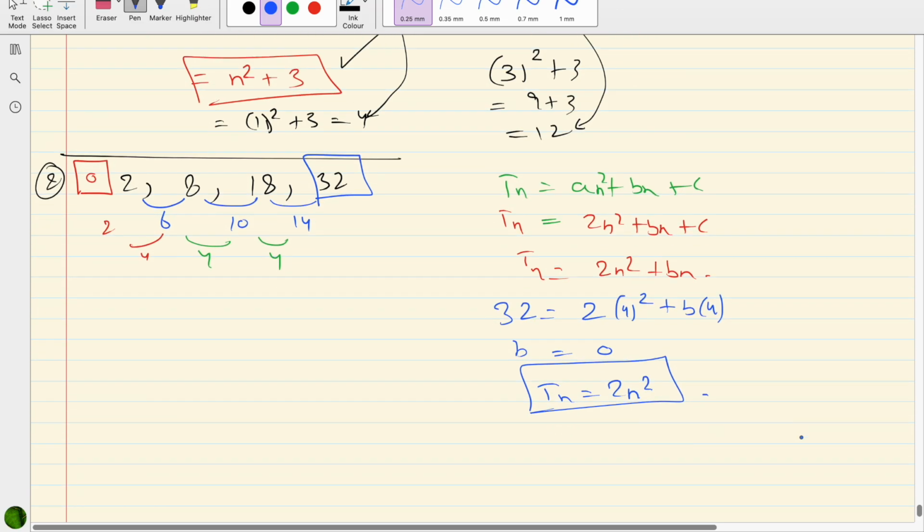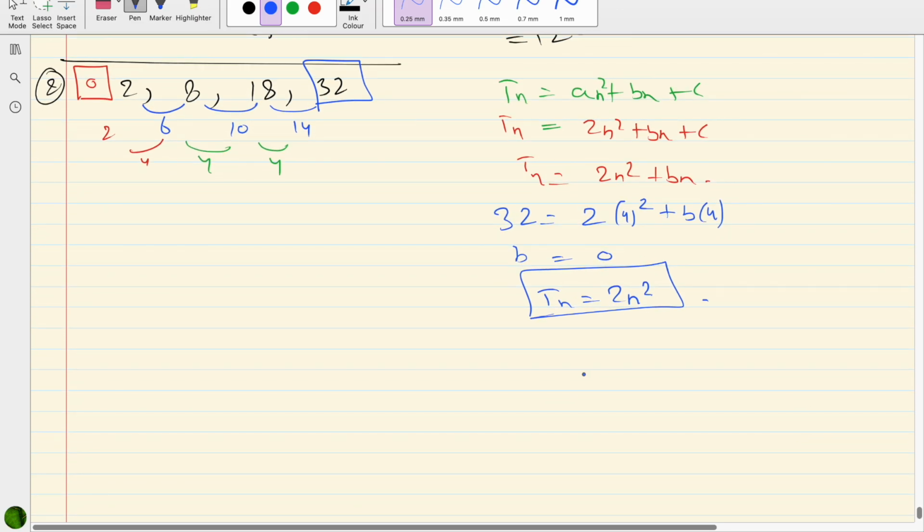But what we do in exam, we always recheck. So 2n square, just put 1, what do you get? 2. And when you plug in 2, what do you get? 8. With 3, what do you get? 3 3 times is 9. 9 2 times is 18. So 2, 8, 18. Check done. Yes, this is correct.